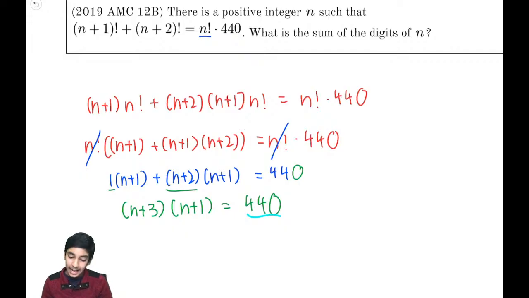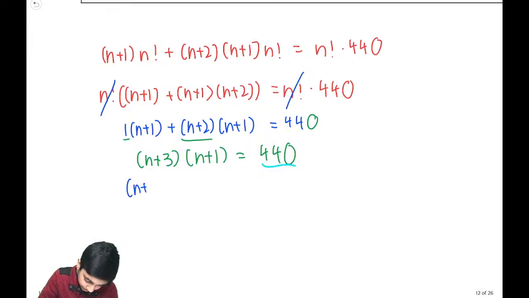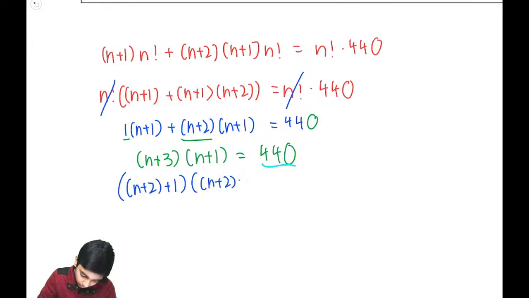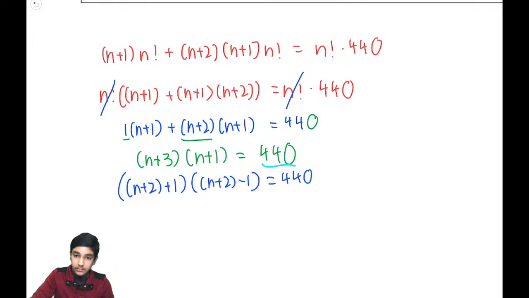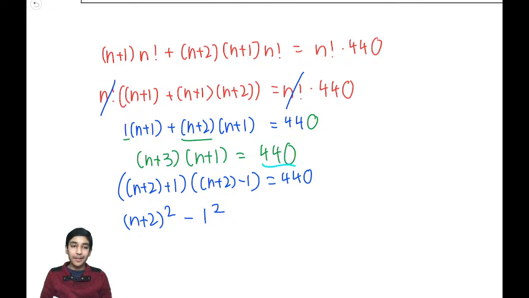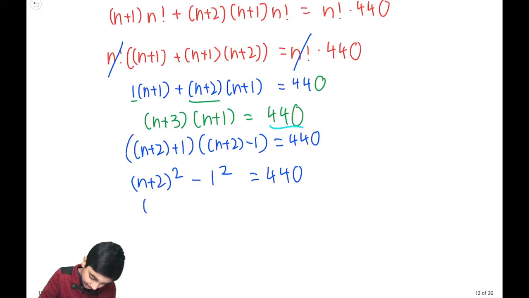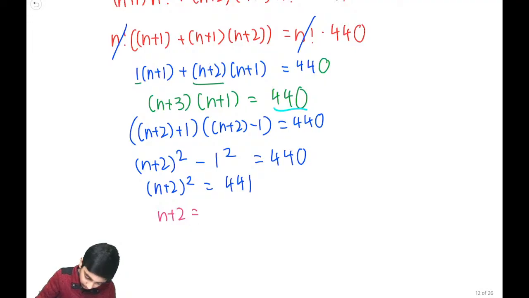What we can do is rewrite this in terms of n plus 2 plus 1, and then n plus 2 minus 1, equal to 440. This is nothing but n plus 2 squared minus 1 squared by difference of squares. And this is definitely a lot easier than just bashing it out, for sure. It's 440, meaning that n plus 2 squared is equal to 441. Now we know that n plus 2 can either be plus or minus 21, by taking the square root of both sides.